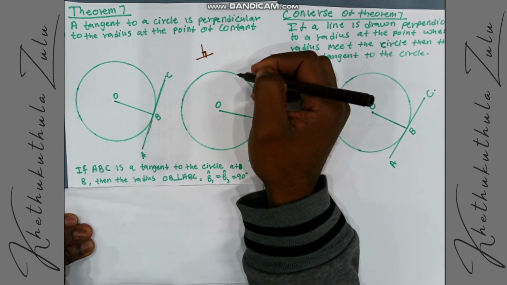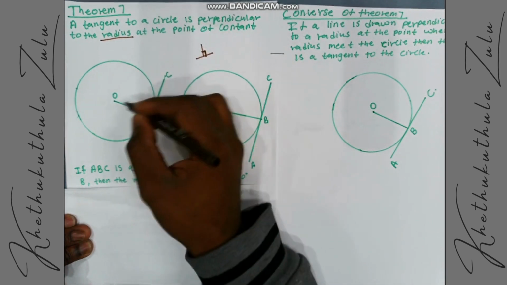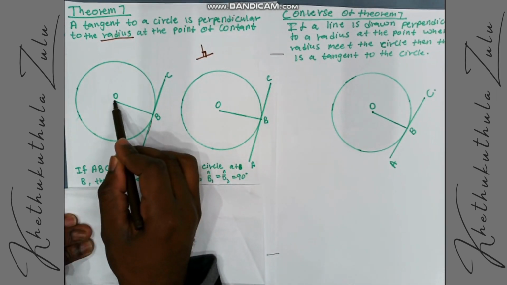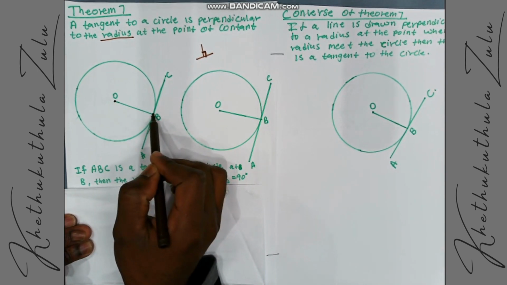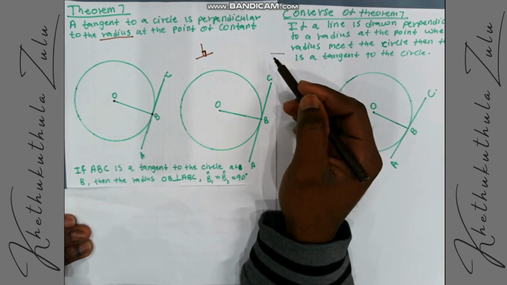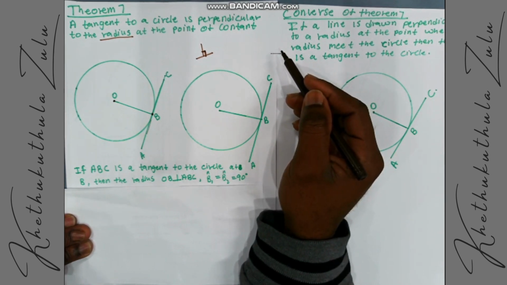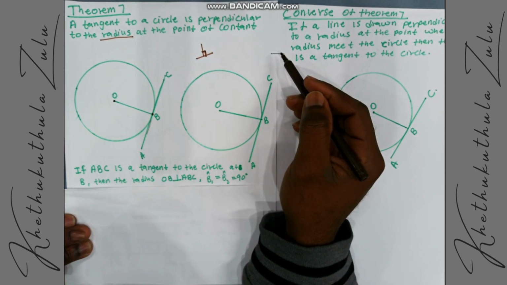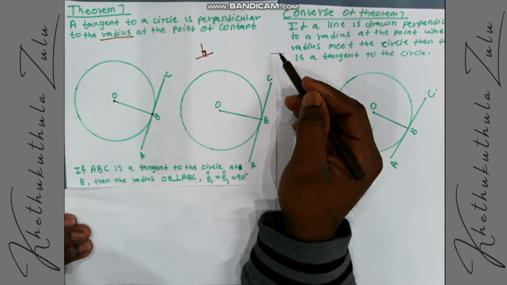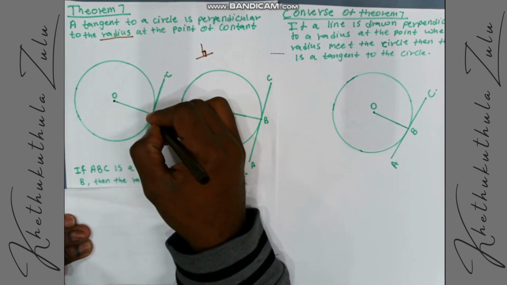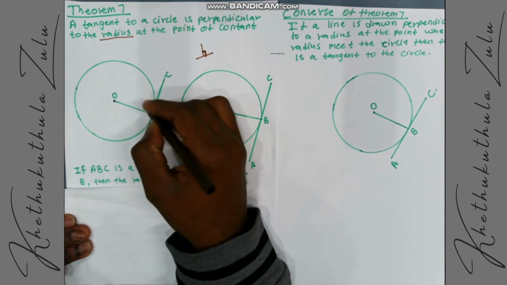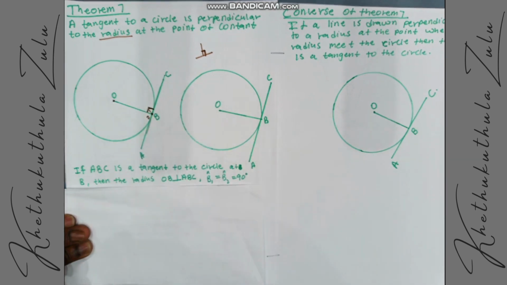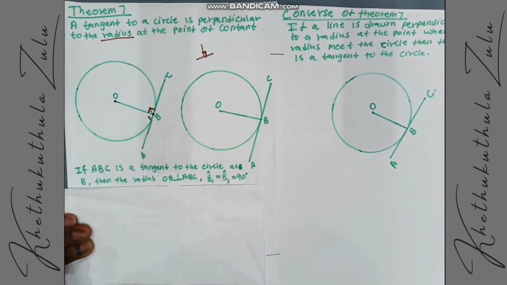What is a radius again? A radius is a line from a center to a circumference. From a center to a circumference, that is a radius. So what does this theorem say? A tangent to a circle is perpendicular to the radius at the point of contact. This is the point of contact. That's where it's perpendicular. What does this mean? If this is P1 and P2, then P1 is 90 degrees and then P2 is 90 degrees.